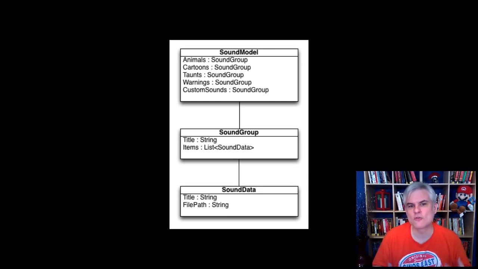A sound group has a title that'll be used to display the title of the pivot item in the pivot control on the MainPage.xaml. And it also has that generic collection of sound data. The sound data class represents the sounds themselves. Each instance of sound data will be displayed in a tile, and by tapping the tile, we're going to play the sound that's associated with the sound data as it's stored in the file path property, right?